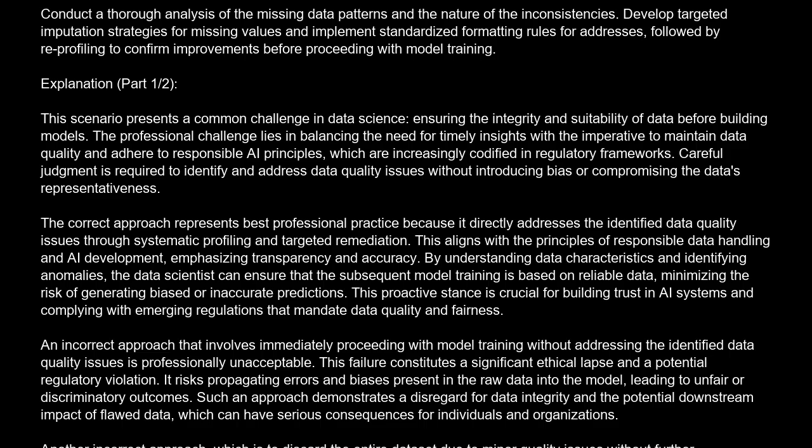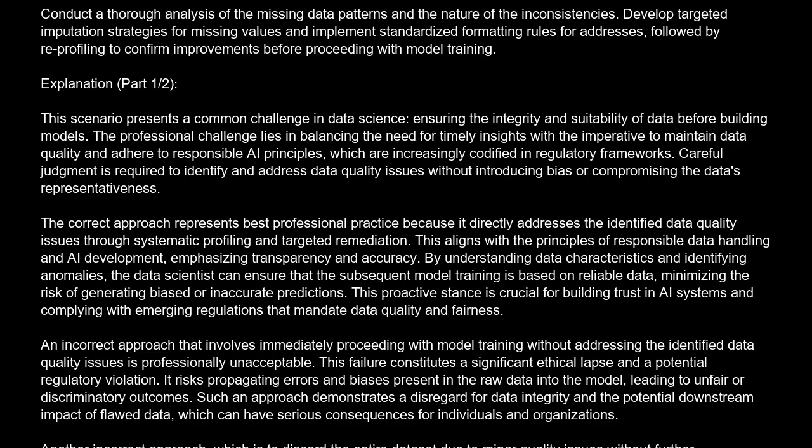Explanation. This scenario presents a common challenge in data science, ensuring the integrity and suitability of data before building models. The professional challenge lies in balancing the need for timely insights with the imperative to maintain data quality and adhere to responsible AI principles, which are increasingly codified in regulatory frameworks. Careful judgment is required to identify and address data quality issues without introducing bias or compromising the data's representativeness.